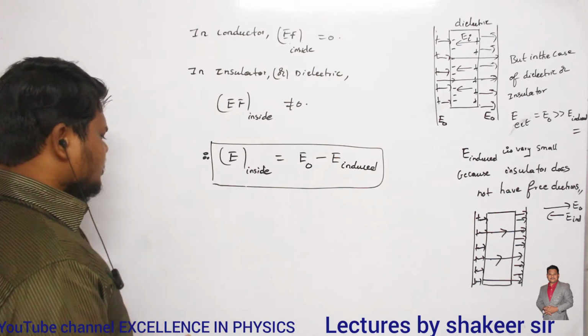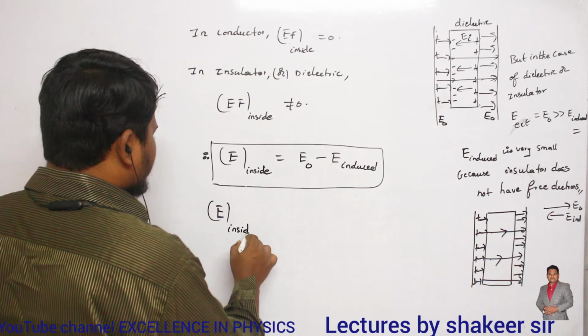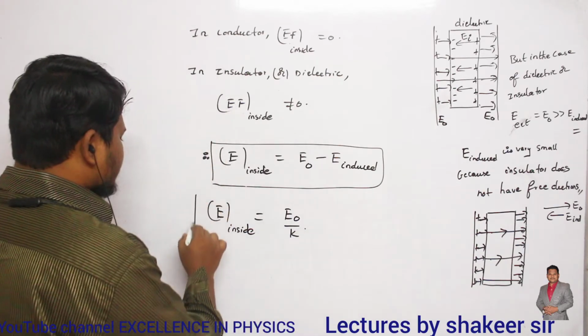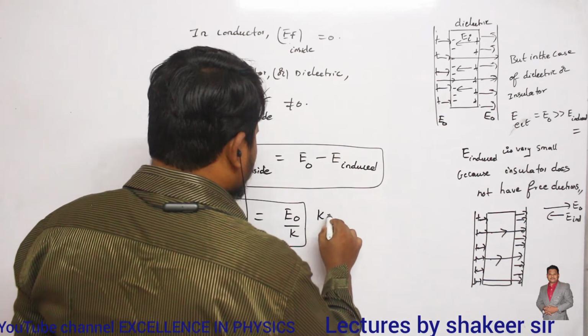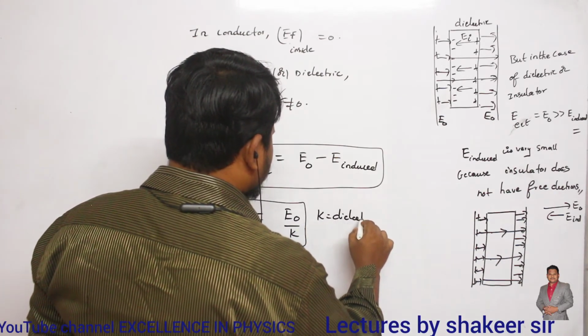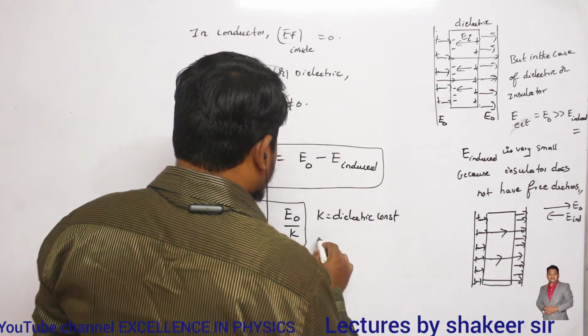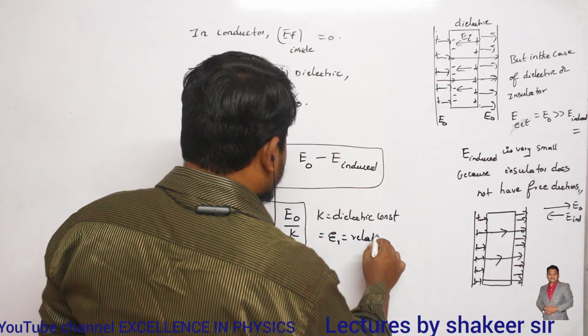Are you able to understand? And for the electric field inside, we have one more relation, which is E naught divided by K. This relation also you have to remember. Where K is called the dielectric constant of a material, or you can also call it E R, which is called relative permittivity.